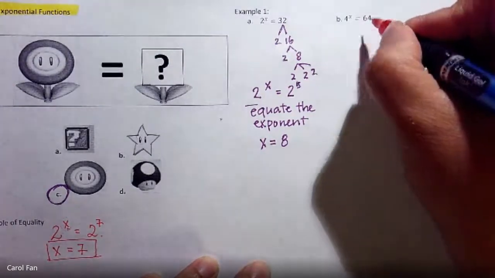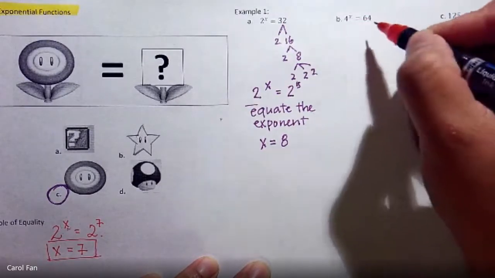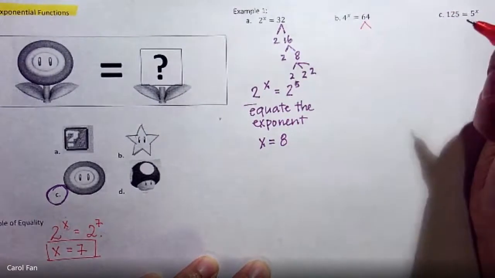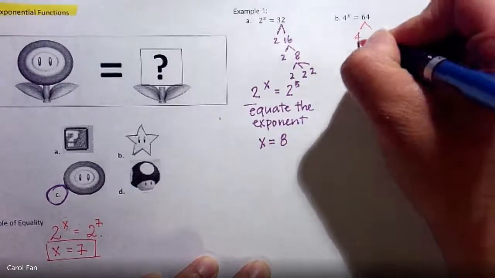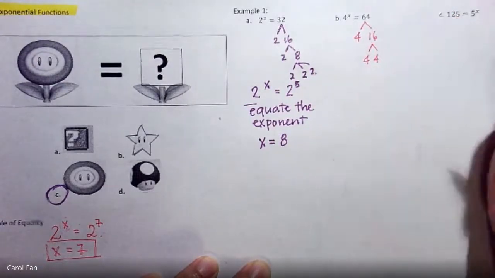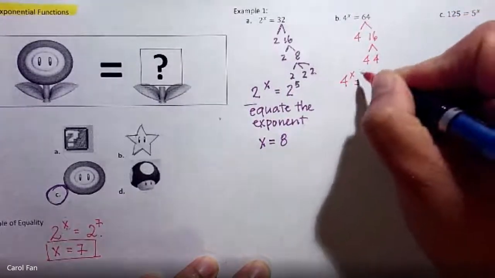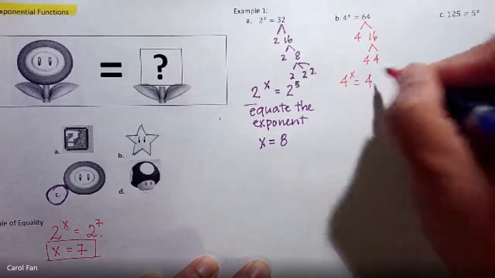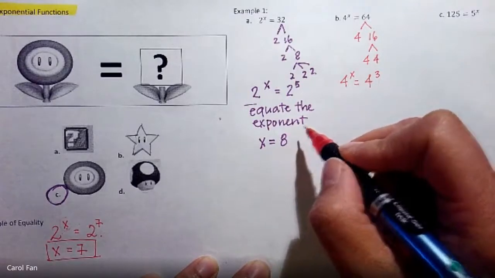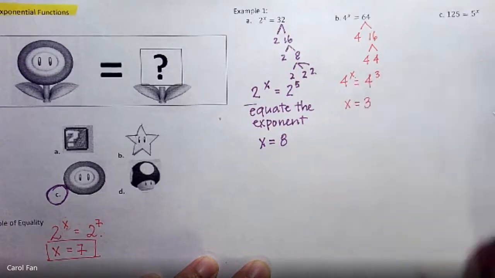Let's practice another one. Let's say I have 4 to the power of x is equal to 64. I'm going to see what I can separate 64 into. 64 is 4 times 16. 16 is 4 times 4. So I have the statement 4 to the power of x is equal to 4 to the power of 3. And once again, using my principle of equality, I can equate my exponents and say x is equal to 3.